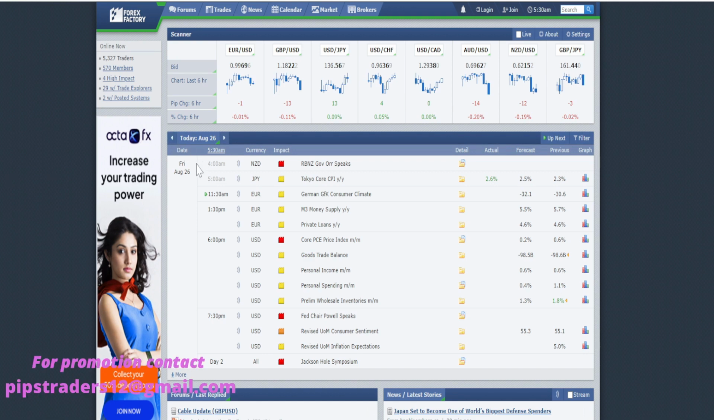When we look at the economic events plan for today, Friday, August 26th, at 6 p.m. we have high impacting news plan for US dollar related currency pairs. Again at 7:30 p.m. we have high impacting news plan for US dollar related currency pairs, followed by which we have a low impacting news also. So requesting you to make your trading plans based on this news outcome schedules.